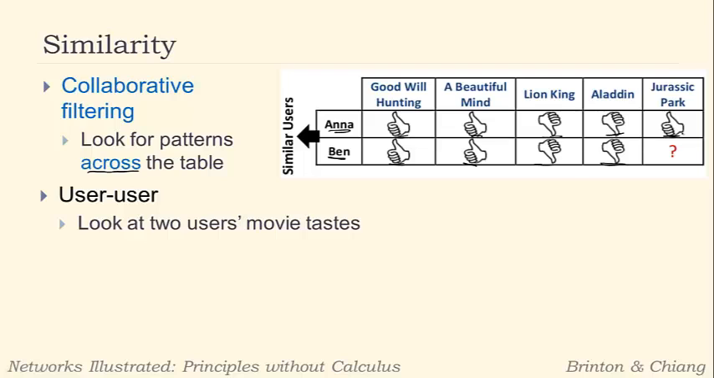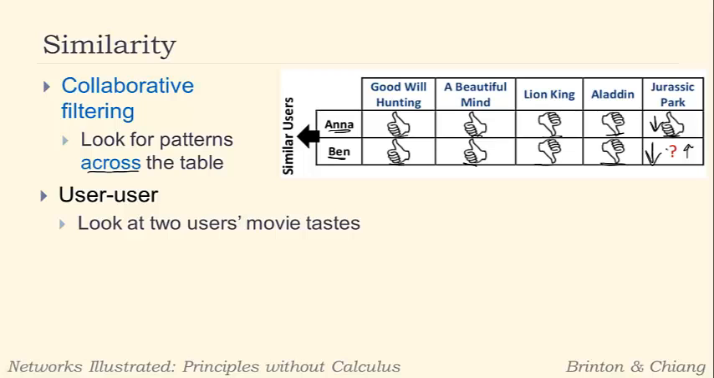So the question is, can we make a prediction for what Ben would think of this movie? Well, he and Anna gave the same signal for every other movie. They either both liked the movie or they both didn't. So it seems like whatever Anna does is what Ben does as well, because they have very similar movie tastes. We would say Ben would probably like this movie. Similarly, if Anna didn't like Jurassic Park, we'd say Ben probably didn't like it either. So it works either way.